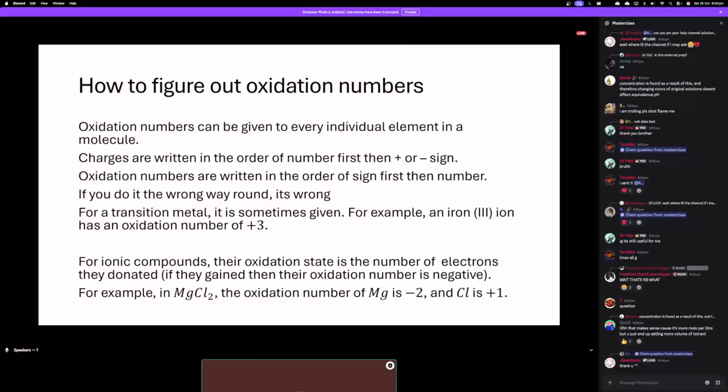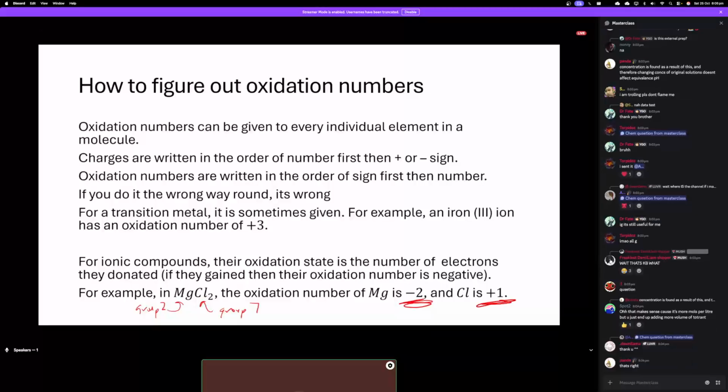For ionic compounds, the oxidation state number is the number of electrons they donated. So if I had MgCl2, Mg is +2, Cl is -1. This is group 2, and this is group 7. This tells you the number of electrons, that is the oxidation number.